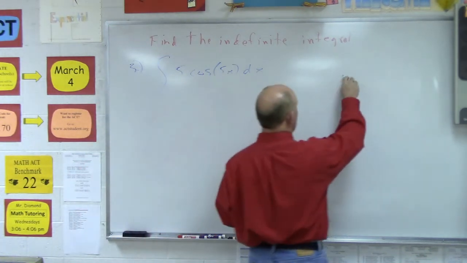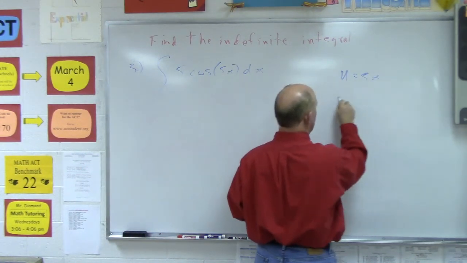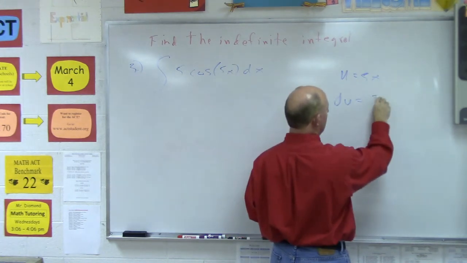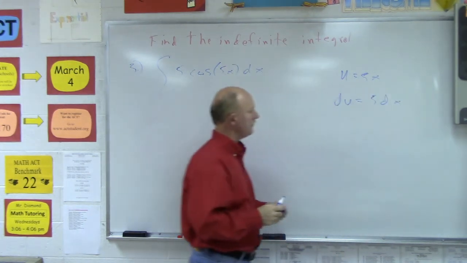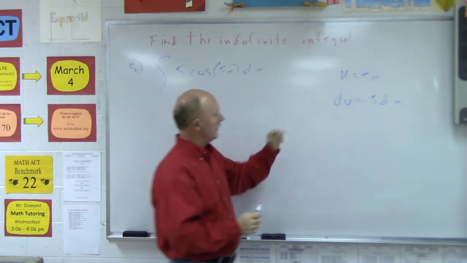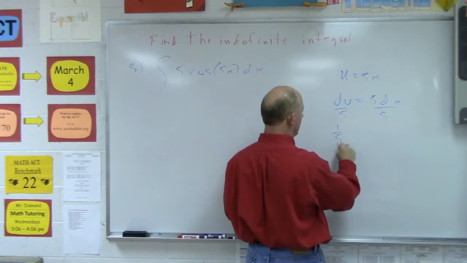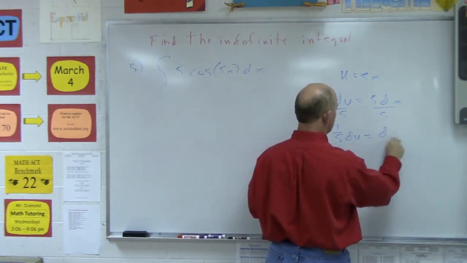So I'm going to let u equal 5x. I'm taking the derivative of both sides. The derivative of u is du. The derivative of 5x is 5 dx. Next, I'll divide both sides by 5. That gives me 1/5 du equals dx.